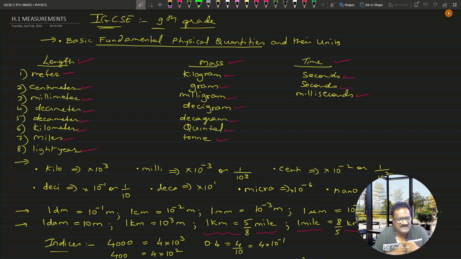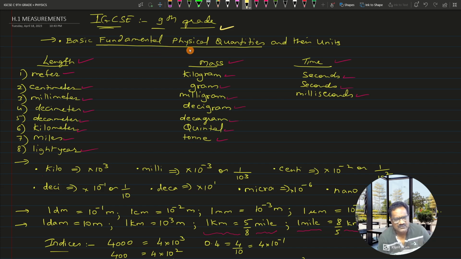But this chapter is the very first chapter of the book, and it is named Measurements. Physical quantities and their measurements, right? So this is the chapter I'm going to start with today. It pertains to the IGCSE curriculum, and it is for ninth grade students basically. Let us get started.